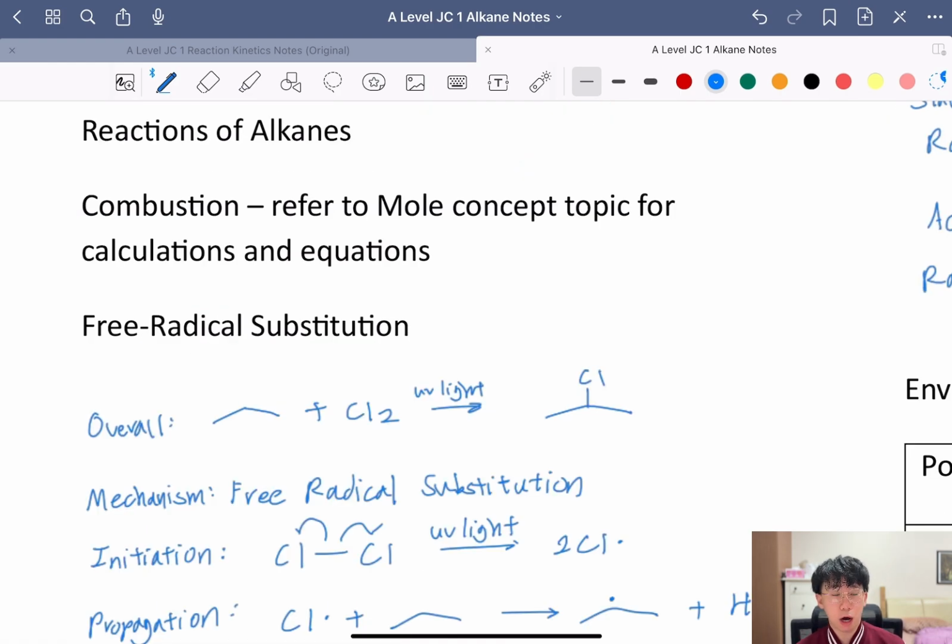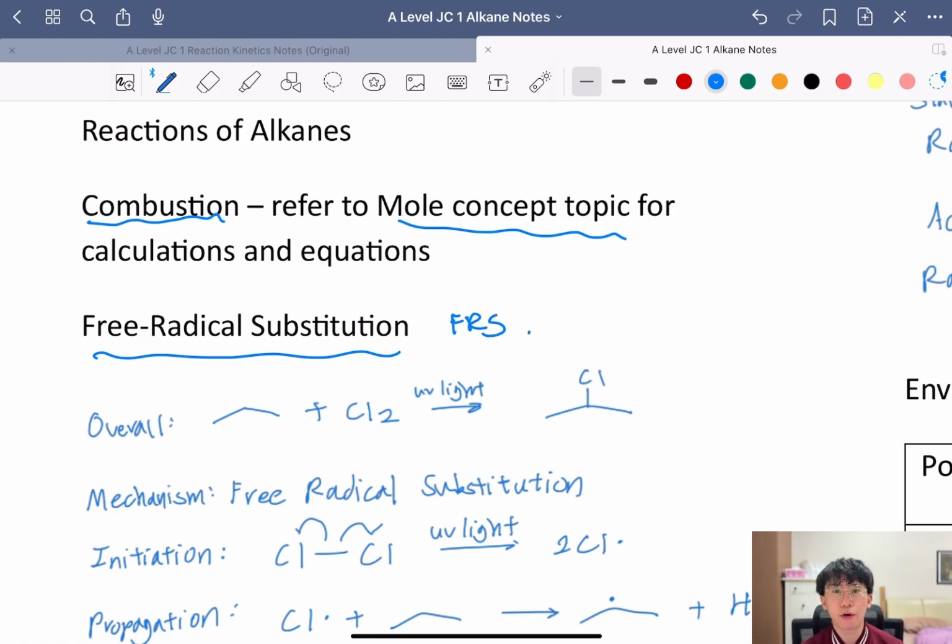Moving on to reactions of alkanes, the first one is combustion. I put this here even though it's not very unique to alkanes, but just a reminder that all organic reagents can undergo combustion. You can refer to the mole concept topic for all the calculations and the equations involved in combustion reactions for any molecule. But the most important reaction for alkanes is free radical substitution, aka FRS.